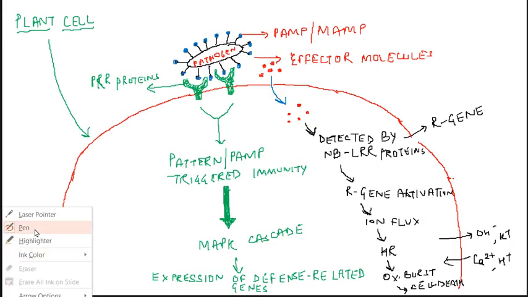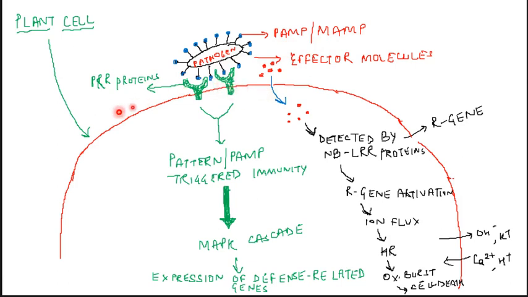So in summary, look here. The pathogen will have some proteins on its surface known as pathogen associated molecular pattern or microbe associated molecular pattern, which will bind to the PRR proteins present on the surface of the cell, due to which a kind of immunity is activated, known as PTI or pattern triggered immunity, which will activate a MAPK cascade, a kinase cascade, and ultimately lead to the activation of some defense related genes.